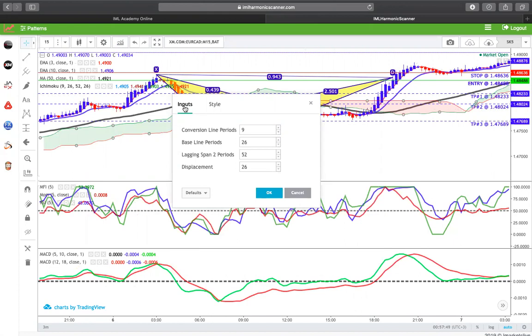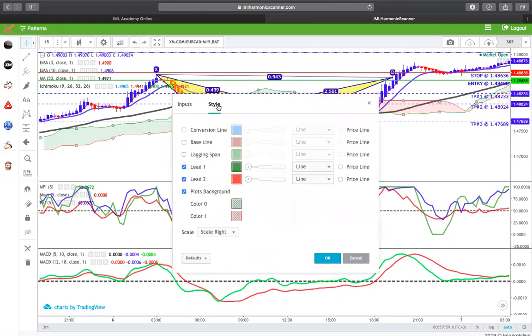For the inputs for the Ichimoku, 9, 26, 52, 26. And then you go to style. You should only have lead 1, lead 2, and plots background checked. And then just click OK, and then it should be all right.